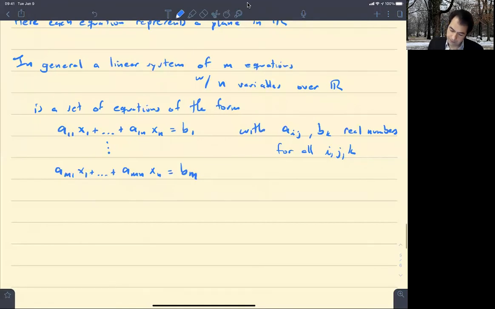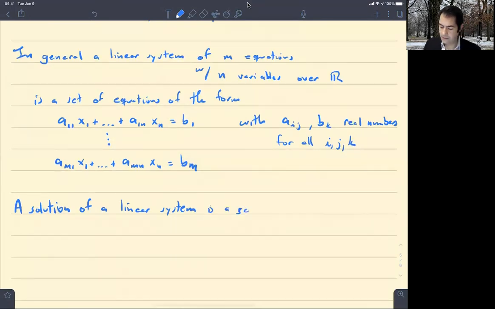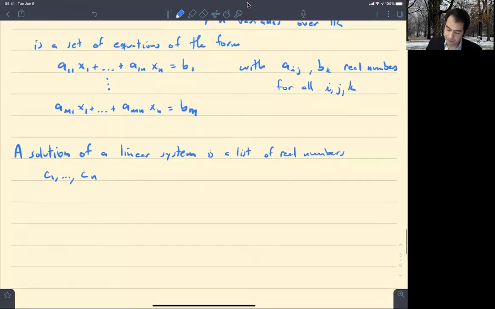A solution of a linear system is a set of real numbers. Well, maybe let me go ahead and call it a list of real numbers because they come in a specific order. c1 through cn. So just as many as there are variables. Such that, and so it's the rat poison principle thing, if you put them in instead of the x's, you get the b's.